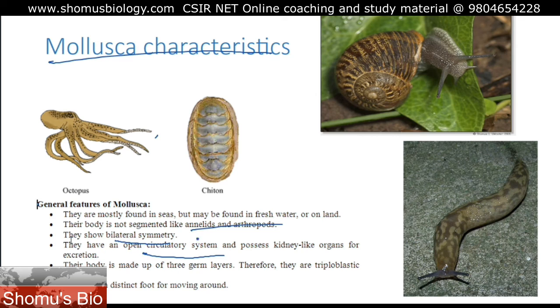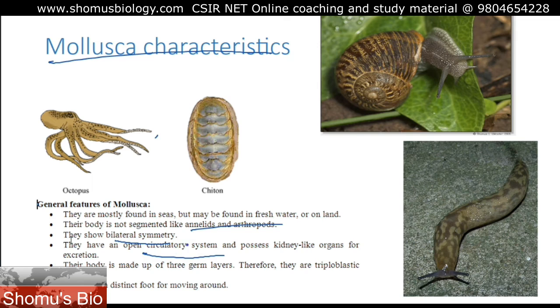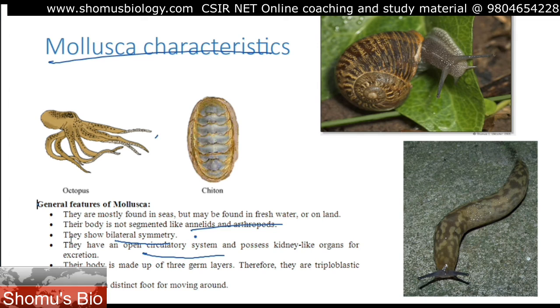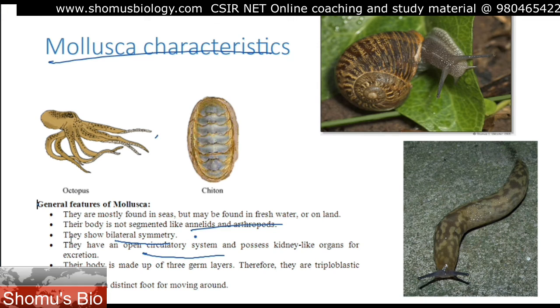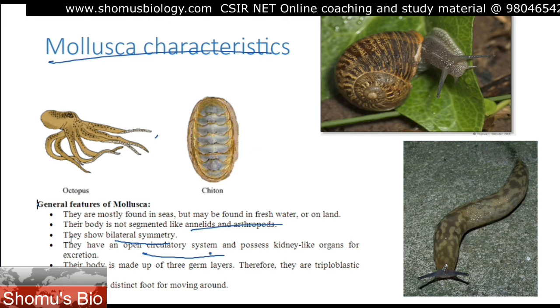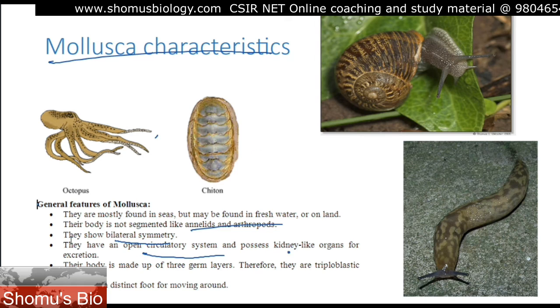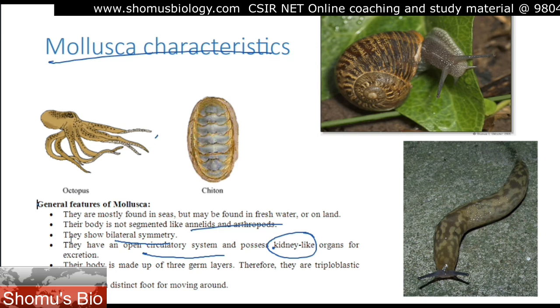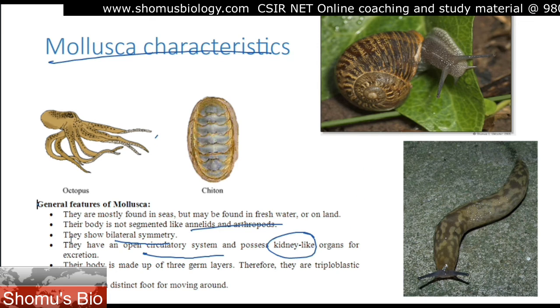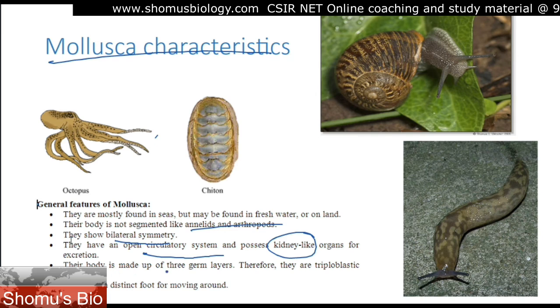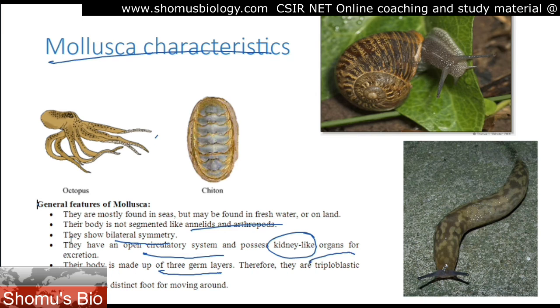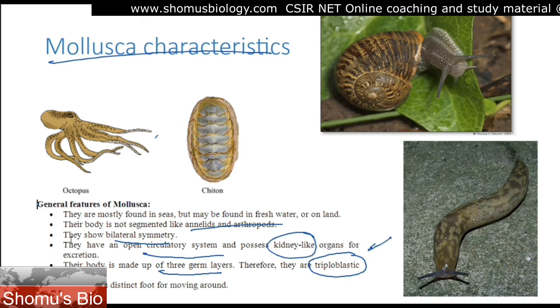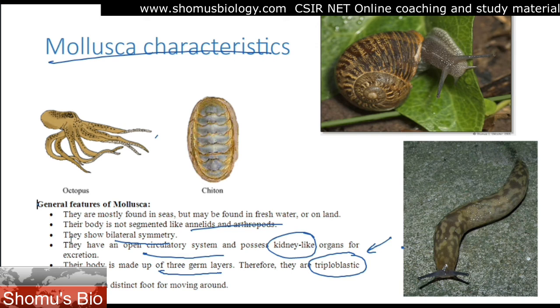Now this is a downgrade of the circulation, because earlier than that the circulatory system was found closed, but now it is an open circulatory system. It possesses a kidney-like organ. So now the nephridia is being modified to form a kidney-like organ for excretion. Their body is made up of 3 germ layers, so they are triploblastic in nature. But before that, most of those organisms were diploblastic because they have only an outer layer and an inner layer. But here mollusks are triploblastic.